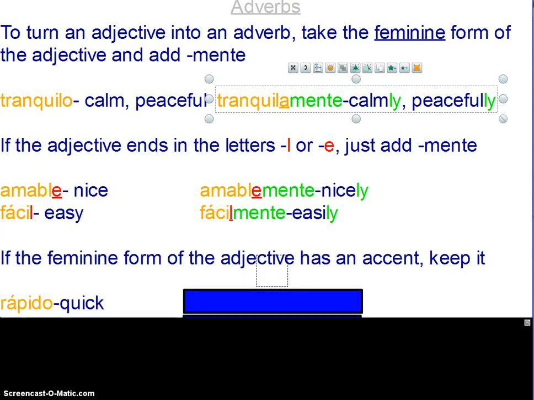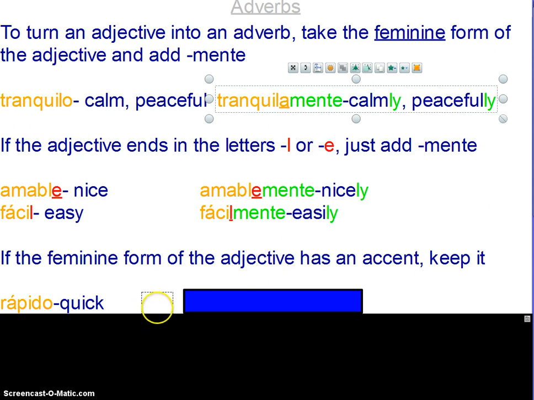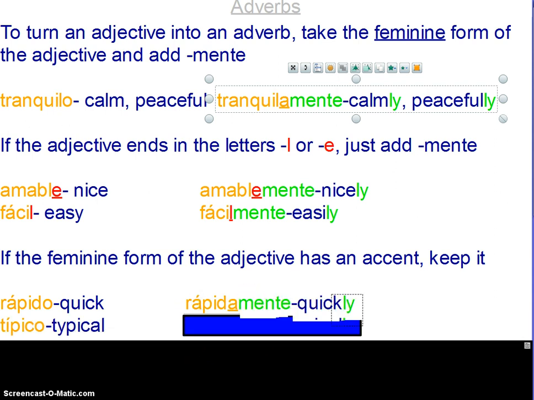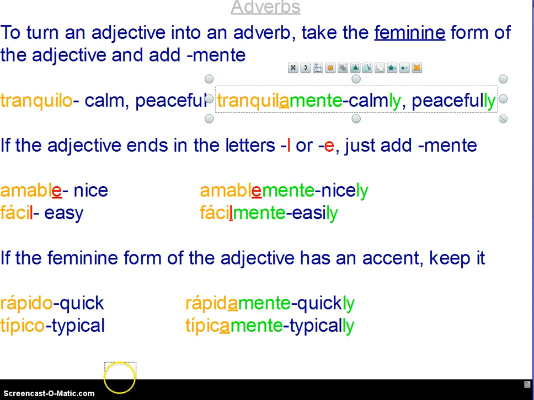So let's do another one. Rápido, which means quick. And if I want to say quickly, I'm going to take the feminine form. I'm going to make that rápida. Keep the accent. Add mente, and now it means quickly. Or típico, which is typical. I'm going to take the feminine form típica, keep the accent, and add mente, it now means typically. So to sum this up, take the feminine form and add mente. If it ends in an E or an L, just add mente, and if it has an accent, keep it.